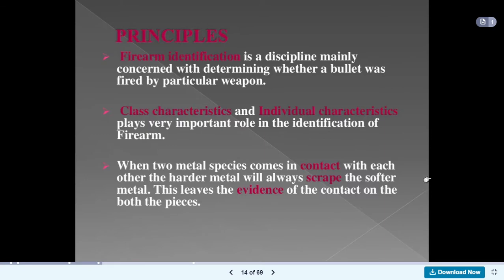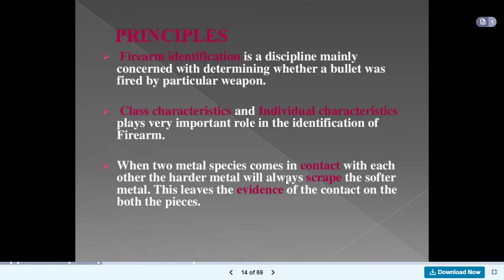So, principles. So, firearm identification is a discipline mainly concerned with determining whether a bullet was fired by a particular weapon. So, yung sabihin na kung unsa jud na pusil ang gigamit sa paggawas ato na bala. Class characteristics and individual characteristics plays very important role in identification of firearms. So later on we will discuss about these characteristics.